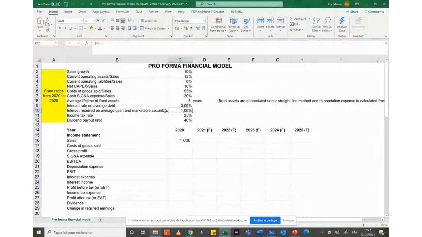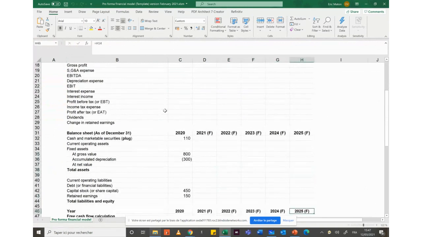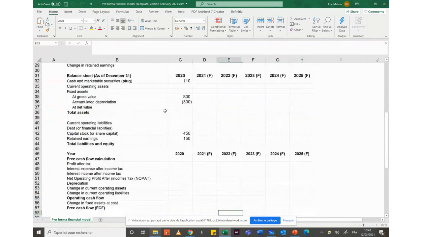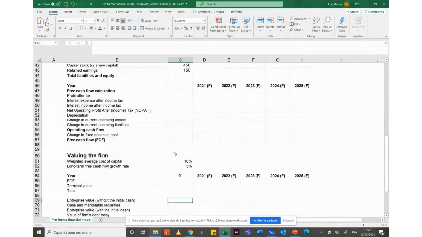So first, what we have to do is to fix some ratios. We fix the ratios in order to have some estimate about the future. So we suppose we are at the end of the year 2020, and we want to forecast the P&L and the balance sheet for the year 2021 to 2025. At the end, we do that in order to forecast the free cash flow. With the free cash flow forecast, we can calculate the enterprise value.